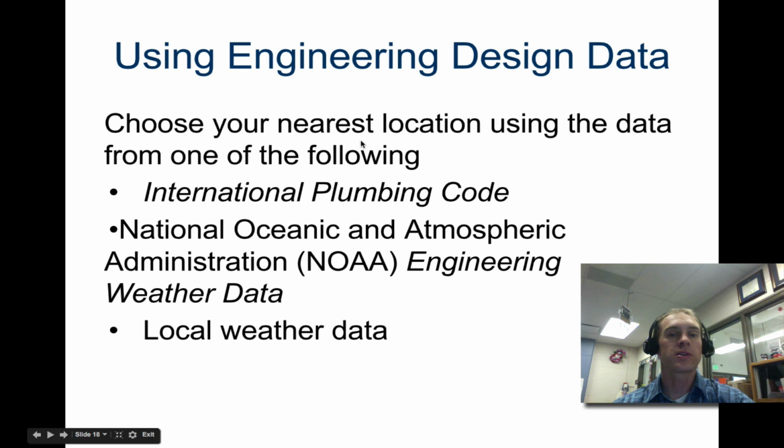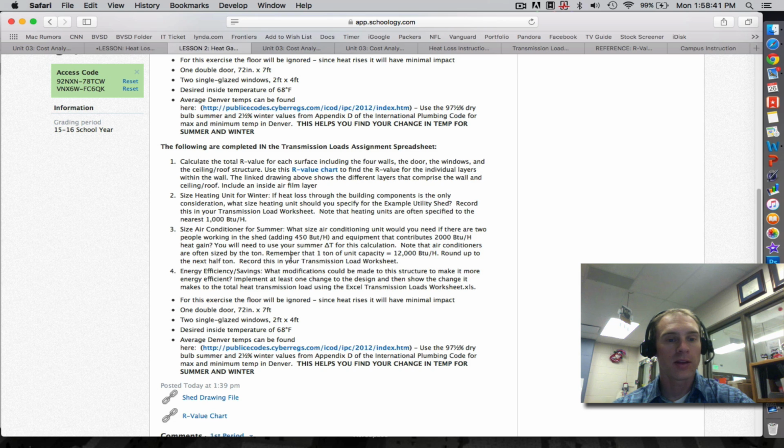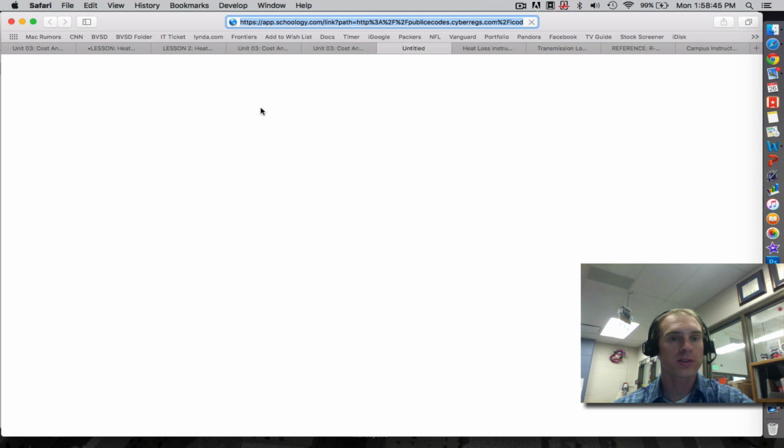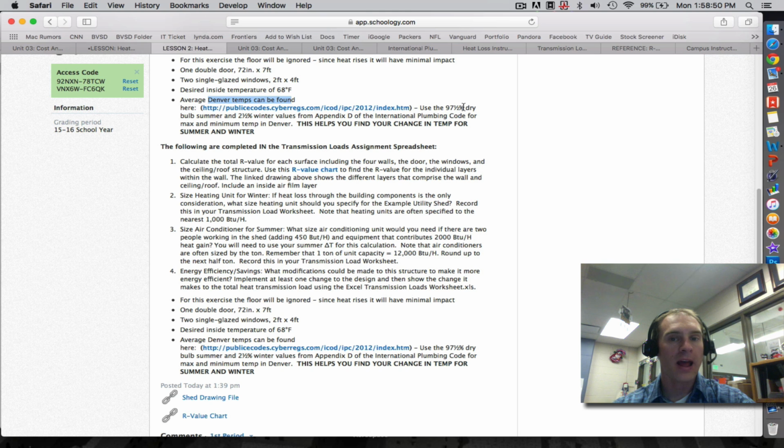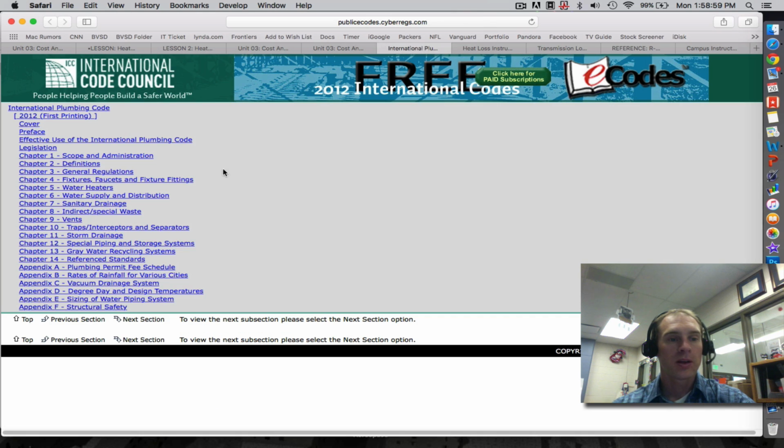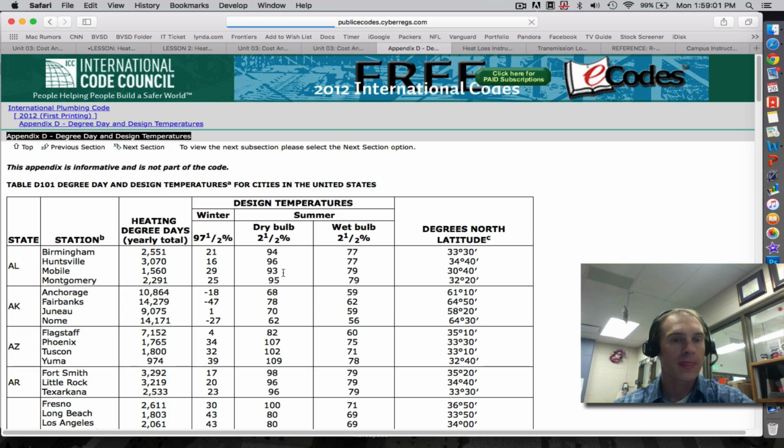So now we're going to choose the nearest location using our data for Denver. And where you're going to find that is in this assignment, average temps for Denver can be found here. So if we open this up, it says use a 97.5% dry bulb summer and 2.5% winter values from Appendix D, minimum and max temps in Denver. So we go to Appendix D and go down to Colorado, and then you can look for 97.5%. That'll give you the temperature and the dry bulb summer.